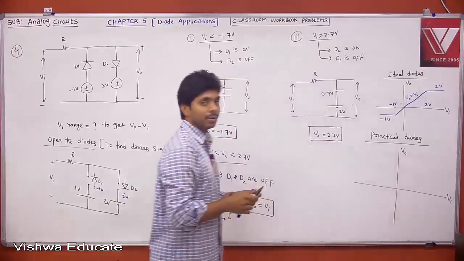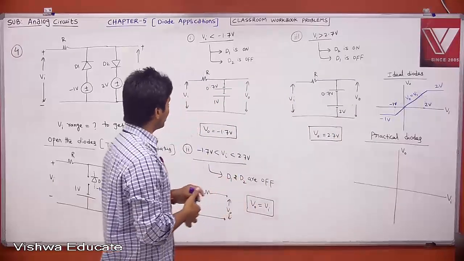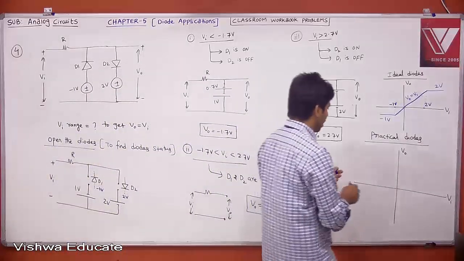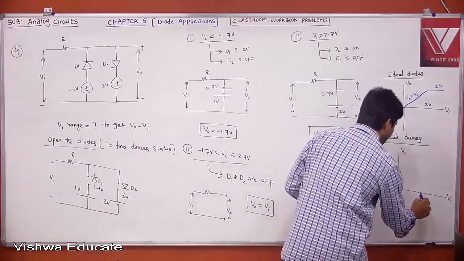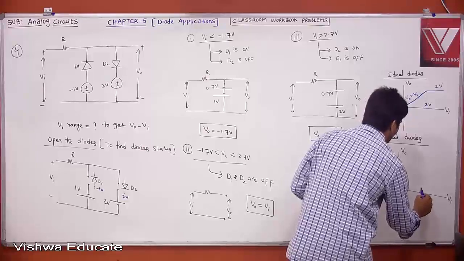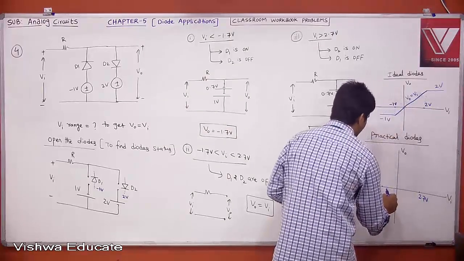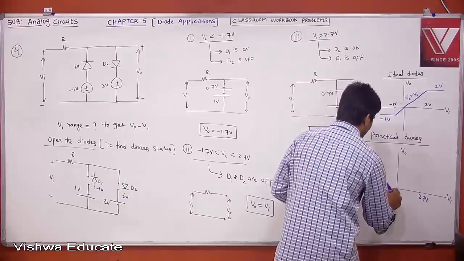This is what is using second approximation. Now what are the breakpoints? Breakpoints are minus 1.7 and 2.7. Therefore this is our 2.7 volt and this is our minus 1.7 volt.